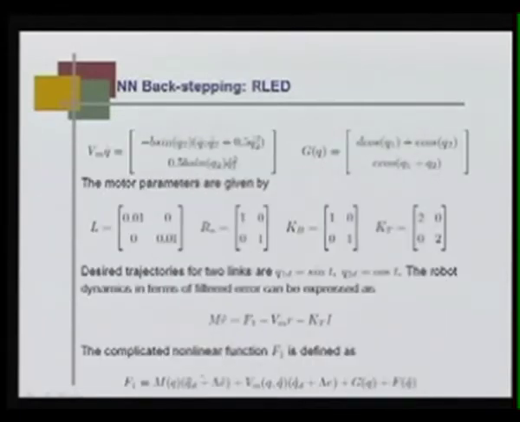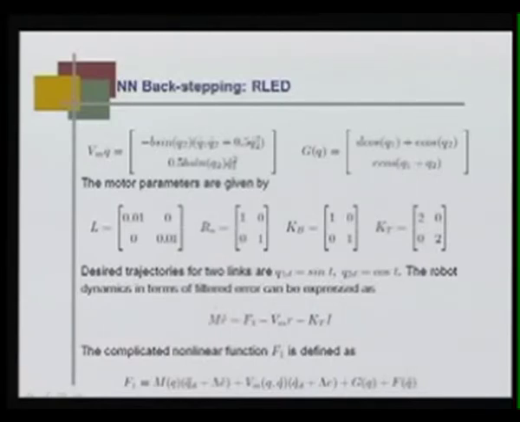Then you see that the Coriolis force vector is given by this particular expression, and G q, the gravity force, is given by this particular term. The motor parameters are given: L is given here, R is given by this, K B is given by this particular matrix, and the torque constant is given by this, because you have two links, so two motors. That is why you are seeing these are all matrices. The desired trajectories for the two links are q 1 d is sin t and q 2 d is cos t.